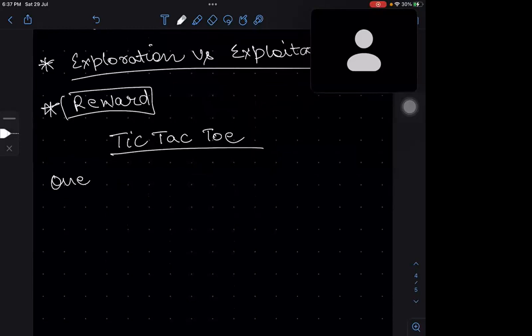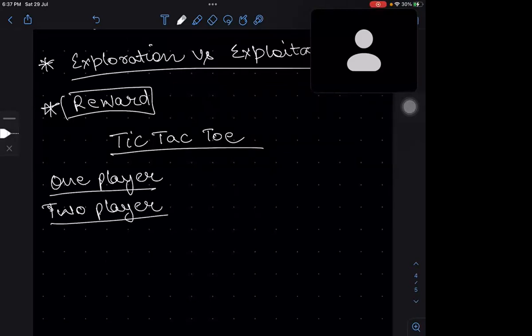So suppose that there are two players in tic-tac-toe. One player is doing the crosses and one player is doing the zeros. Let us ask from you only. So what is tic-tac-toe? How is RL doing it? Rather than me explaining.